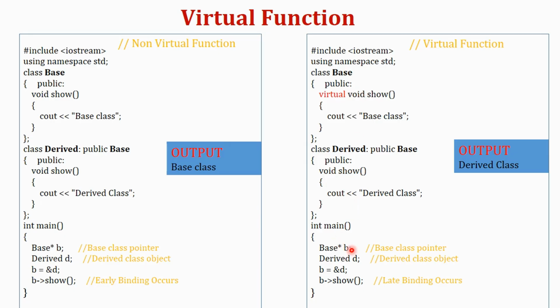So now the pointer variable is created from the base class, and the derived object is created from the derived class. Now the pointer variable holds the address of the other object. Now again b dot show. Automatically what will happen? The derived class function overrides the base class function. So what is the result now? It will print derived class.